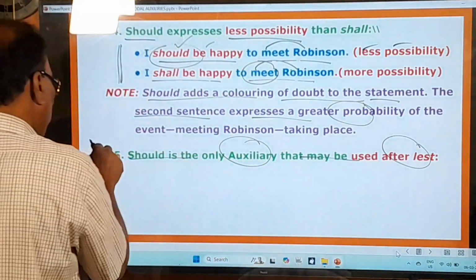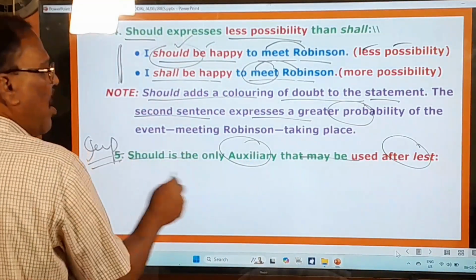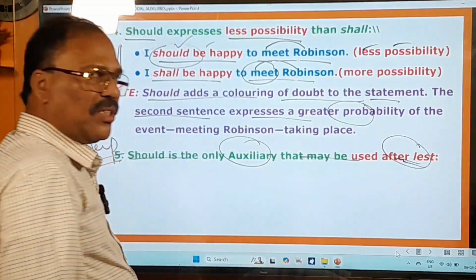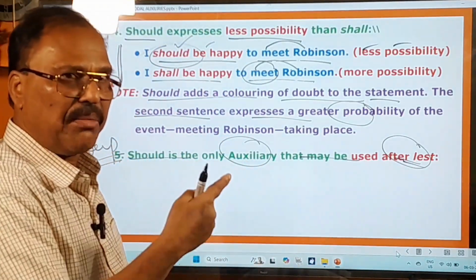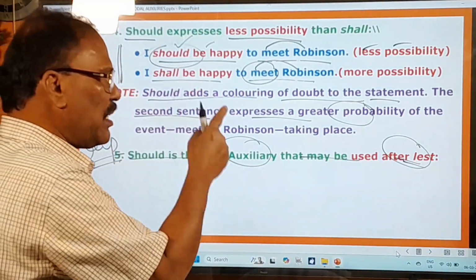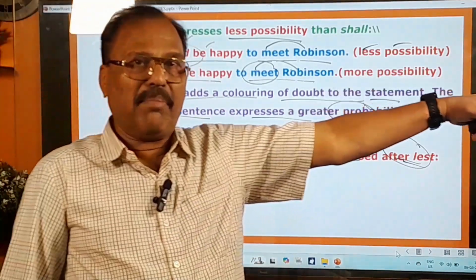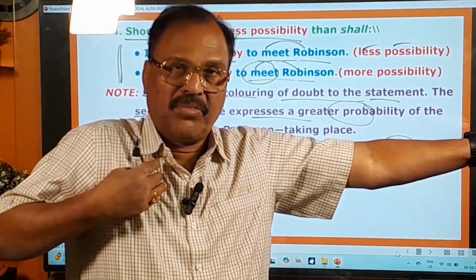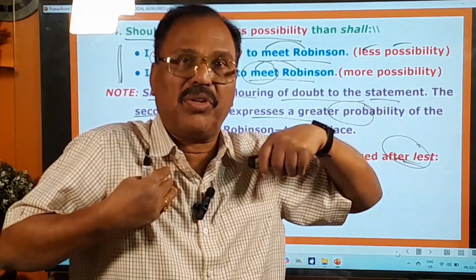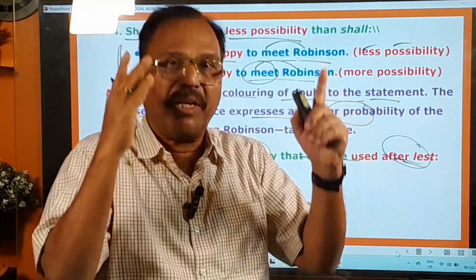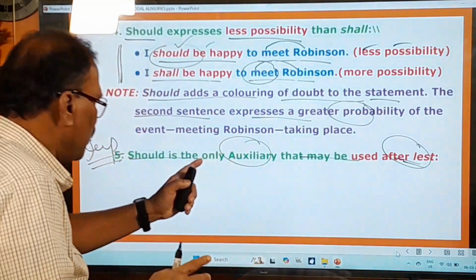So this is a very important one. After lest, lest is a beautiful conjunction. So that not, that's the meaning of that conjunction. So with that conjunction, you must use only should. In the examination, there will be given a blank after lest, and after lest you must use only should. This is very, very important. So pay a very good attention to this.